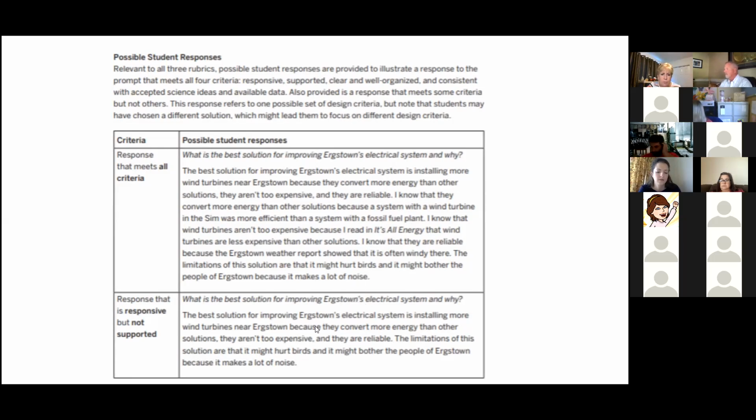Okay, then it gives you an example of a response that is responsive to the question. It suggests what they might do, building more wind turbines, but then it doesn't really support it with how they know that. It doesn't go back and say, we learned particularly in the sim that this was more efficient, or we learned it's plenty windy in Ergstown, so a wind turbine would be a good solution. So that's the example that's given of the design argument that meets all of the different criteria that would score a total of 5 points on that assessment rubric.